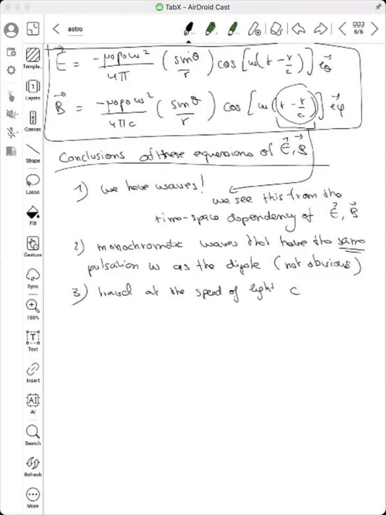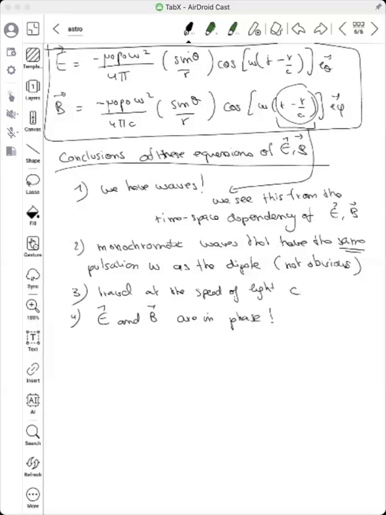Okay. Fourth conclusion: are these fields, E and B, in phase or not in phase? If I look now at the structure of the wave, E and B are in phase. Do you agree? I don't have any phase difference. E and B are in phase. Now, this too is not obvious.